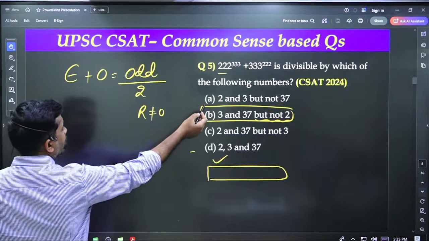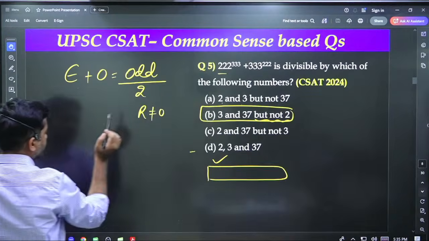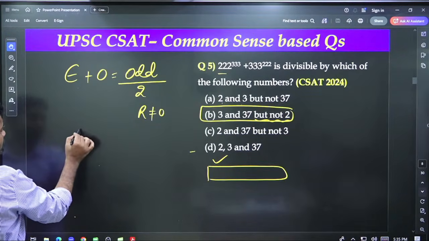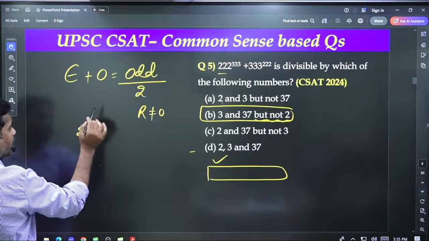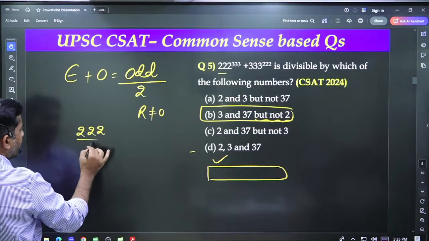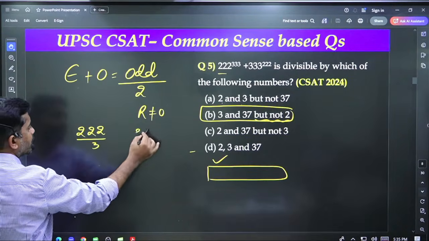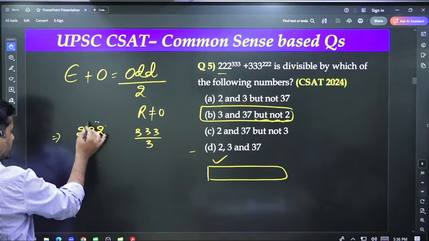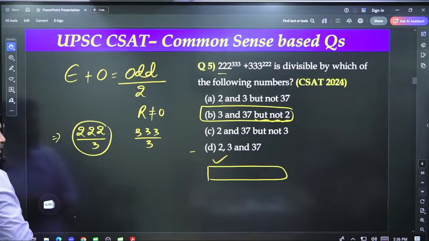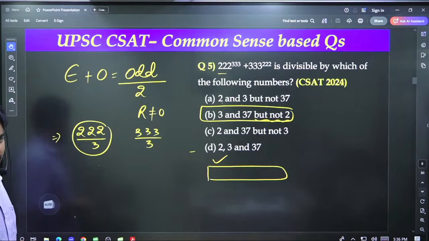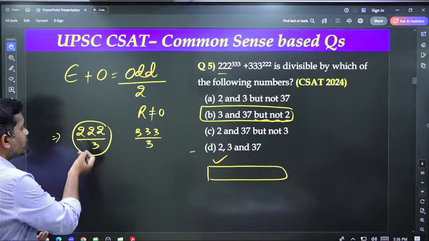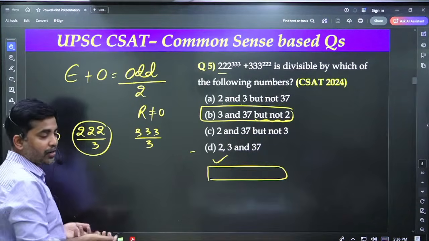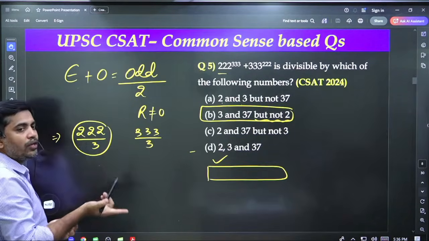Anyway, if you go with options 2, 3, 37, just check the numbers, forget about powers. 222 divided by 3 and 333 divided by 3. Check this by using 3. What is the basic divisibility rule for 3? The sum of the digits must be a multiple of 3. 2 plus 2 plus 2 is 6, of course it is divided. It is also divided. Only you have to check with 37.